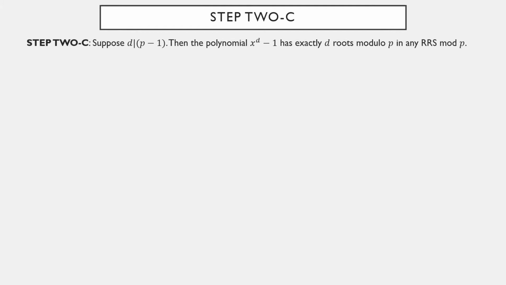Now that we've got Lagrange's theorem behind us, we can move on to step 2, part C. More stuff about roots of polynomials. Suppose d is a factor of p minus 1. Remember, p is our odd prime. Then the polynomial x to the d minus 1 has exactly d roots mod p. Well, if d is a factor of p minus 1, let's write p minus 1 is d times k. Then x to the p minus 1 minus 1, well, p minus 1 can be written as d times k, so this is x to the dk, which is the same as x to the d to the k.